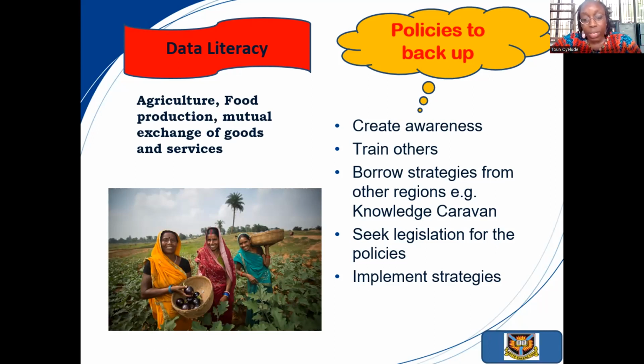We also need to seek legislation for the policies, because if you don't have policies backing or instituting some of these data literacy things we are talking about, nothing will happen. And the strategies that are brought about need to be implemented. So we have to look at all sorts of methods of getting this awareness across to everybody.